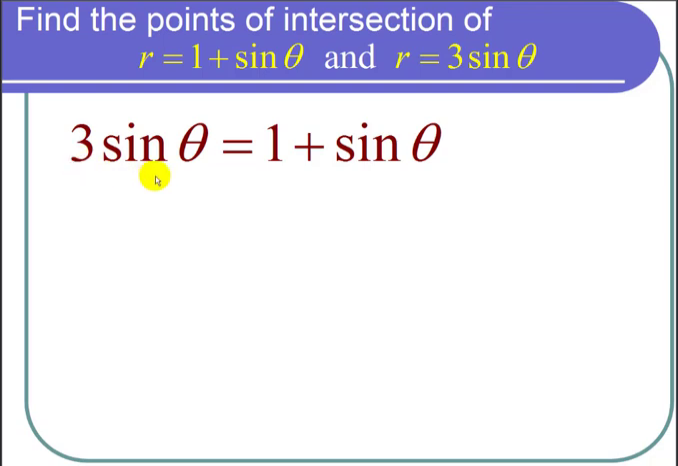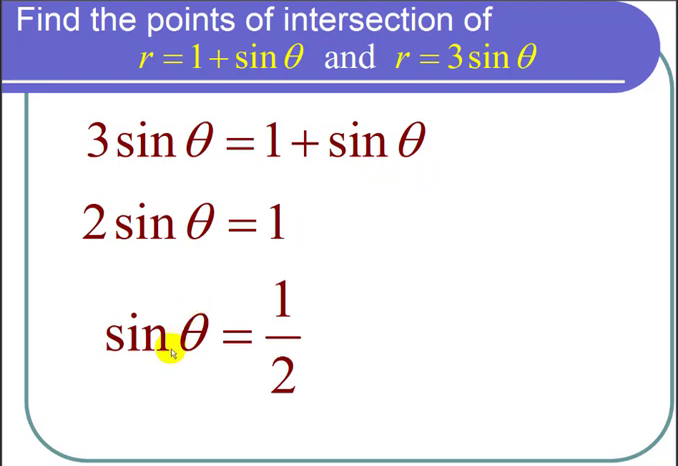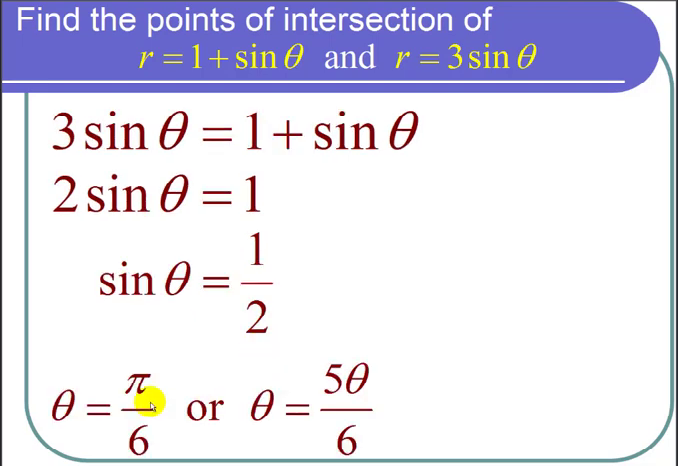And I get 3 sine of theta equals 1 plus sine of theta. So now just subtract sine of theta from both sides, divide by 2, and I get sine of theta equals a half. So if you remember your trig, that occurs either when theta equals pi over 6 or theta equals 5 pi over 6.